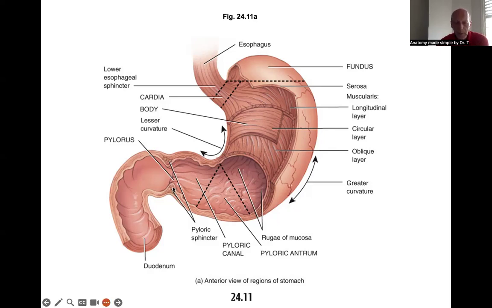Once we pass the pylorus, we enter the anatomy of the small intestine, starting with its first part, called the duodenum. And perhaps we can add here that the stomach is an intraperitoneal organ, while the duodenum pretty much immediately becomes a retroperitoneal structure.